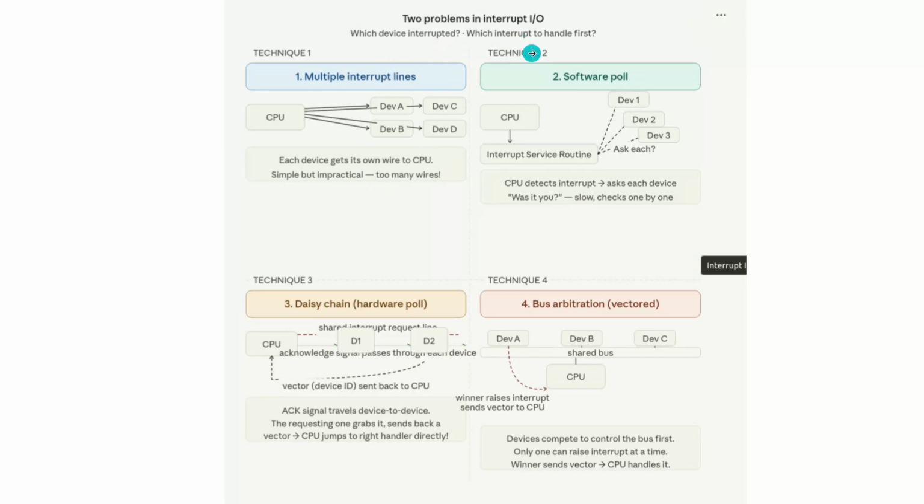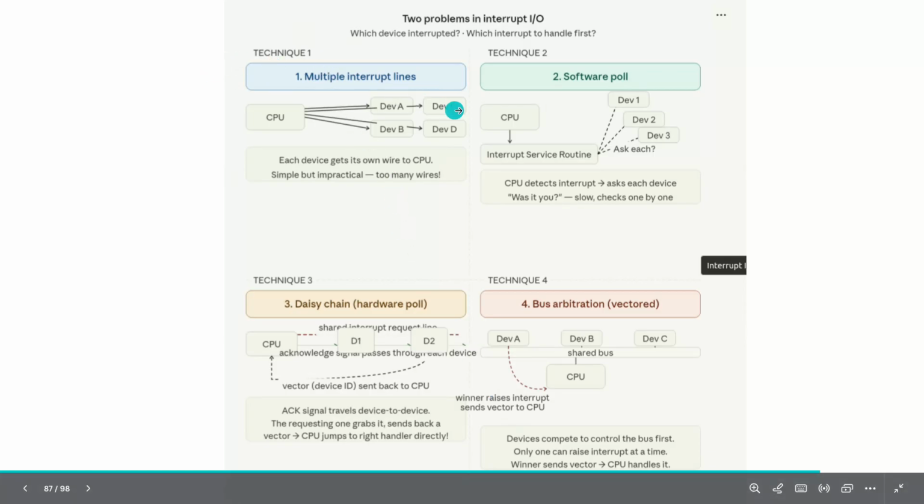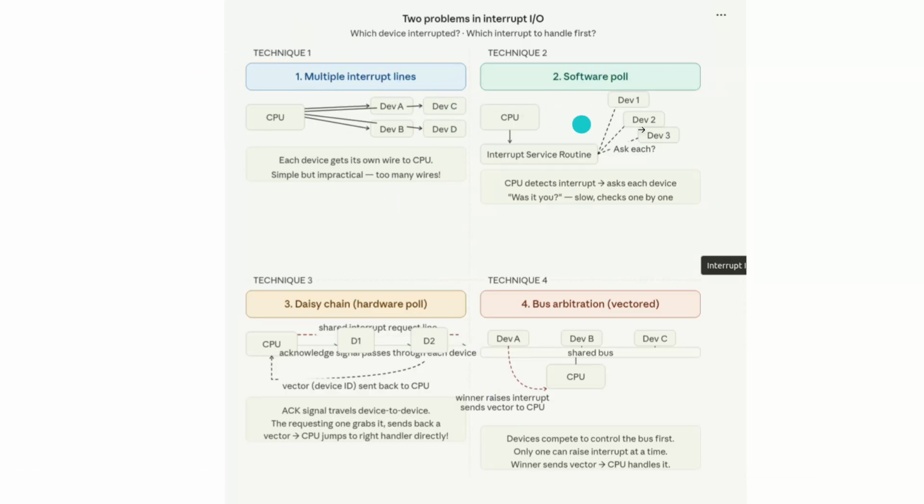So the two problems here are, first, we have to find which device has interrupted. If there are two or more devices, we have to decide which interrupt to handle first. So you have different types of techniques: multiple interrupt lines, software poll, daisy chain, bus arbitration. Okay, so the first technique is multiple interrupt lines.